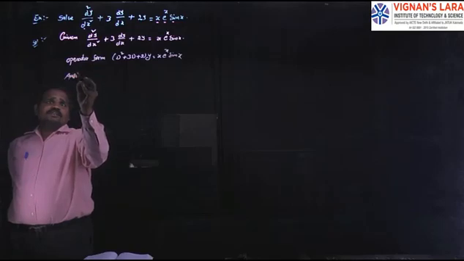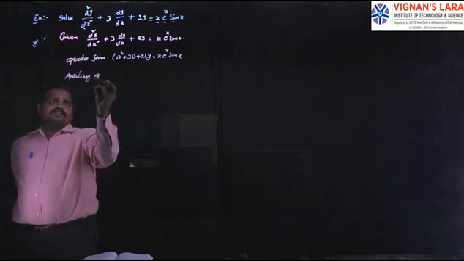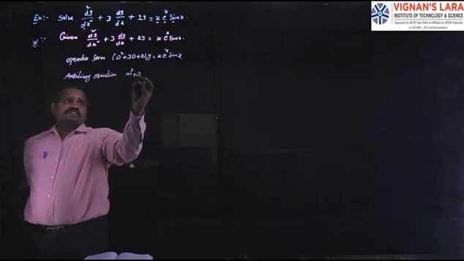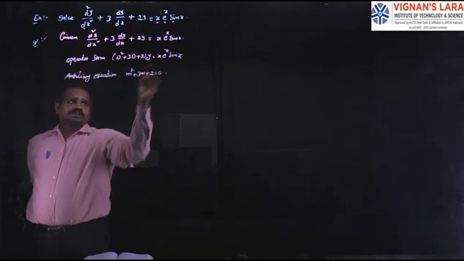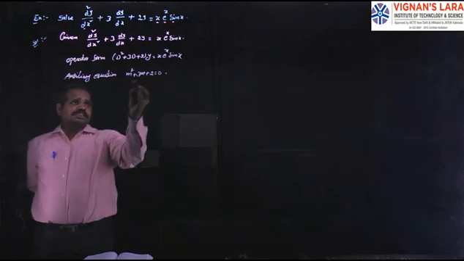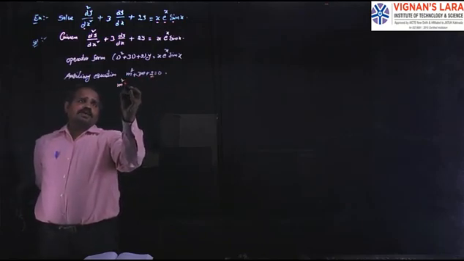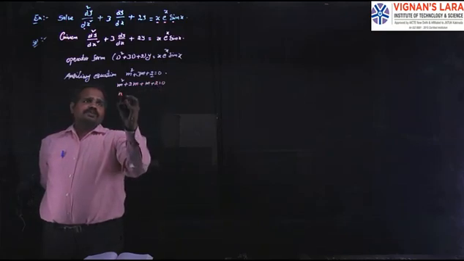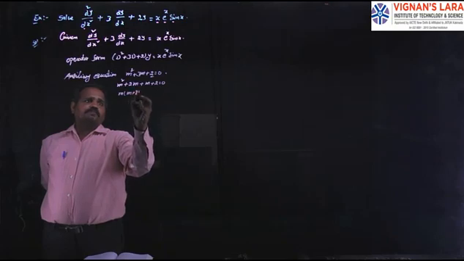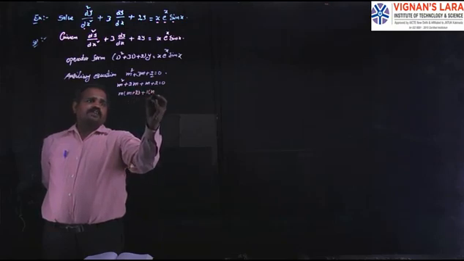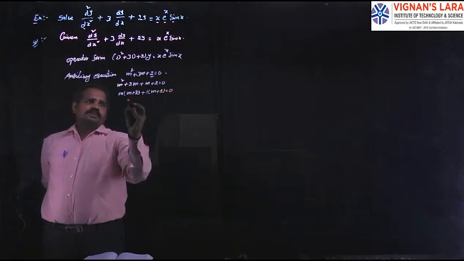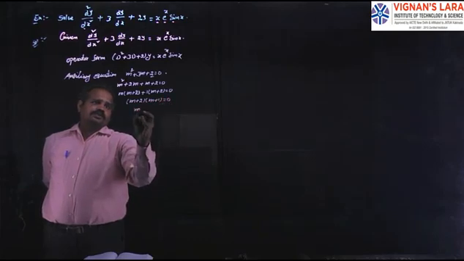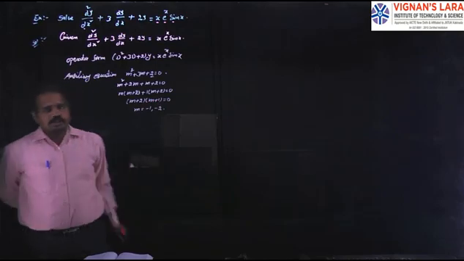Auxiliary equation. What is an auxiliary equation? m square plus 3m plus 2 is equal to 0. So use factorization, product 2, sum 3: m square plus 2m plus m plus 2 is equal to 0. These two terms have common m plus 2 in them, these two terms have common 1, m plus 2 is equal to 0. m plus 2 into m plus 1 is equal to 0. So m is equal to minus 1, minus 2.